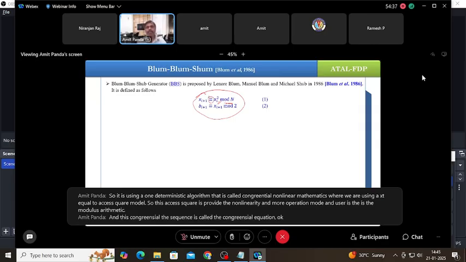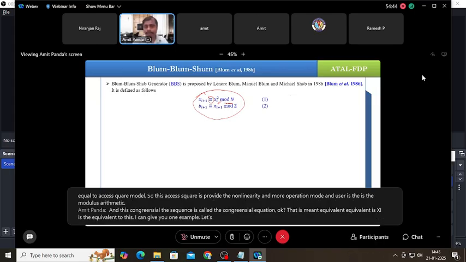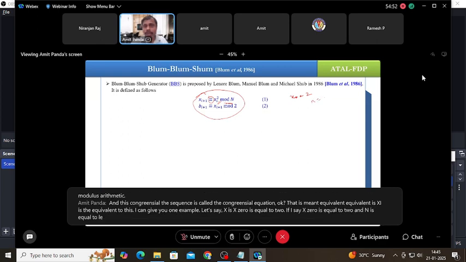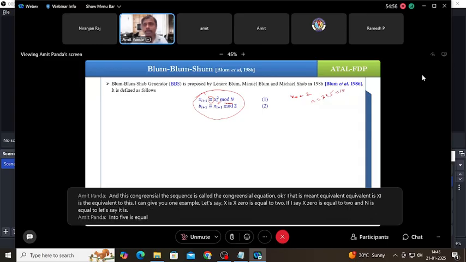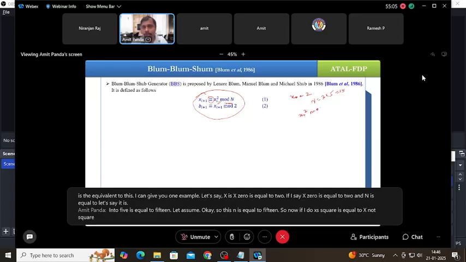That means equivalent. This x_i is equivalent to this. I can give you one example. Let's say x0 is equal to 2, and n is, let's say, 3 into 5, which is equal to 15. So now if I do x1 equals x naught square mod 15, that is 4.